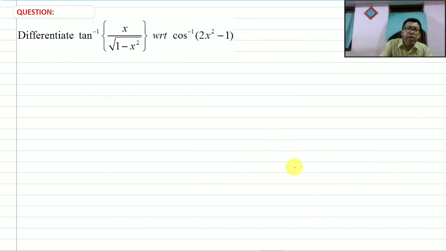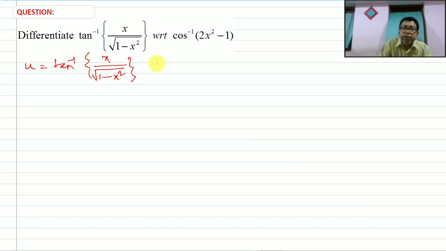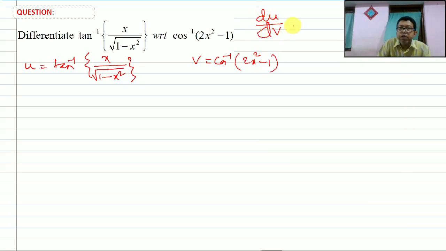Your next question is differentiate tan inverse of x divided by root over 1 minus x square with respect to this function cos inverse 2x square minus 1. Obviously, as is earlier discussed, you have to consider u is equal to tan inverse of x divided by root over of 1 minus x square, and v is equal to cos inverse of twice x square minus 1. Now what is your target to find? You have to find out du/dv. This is the target to find.